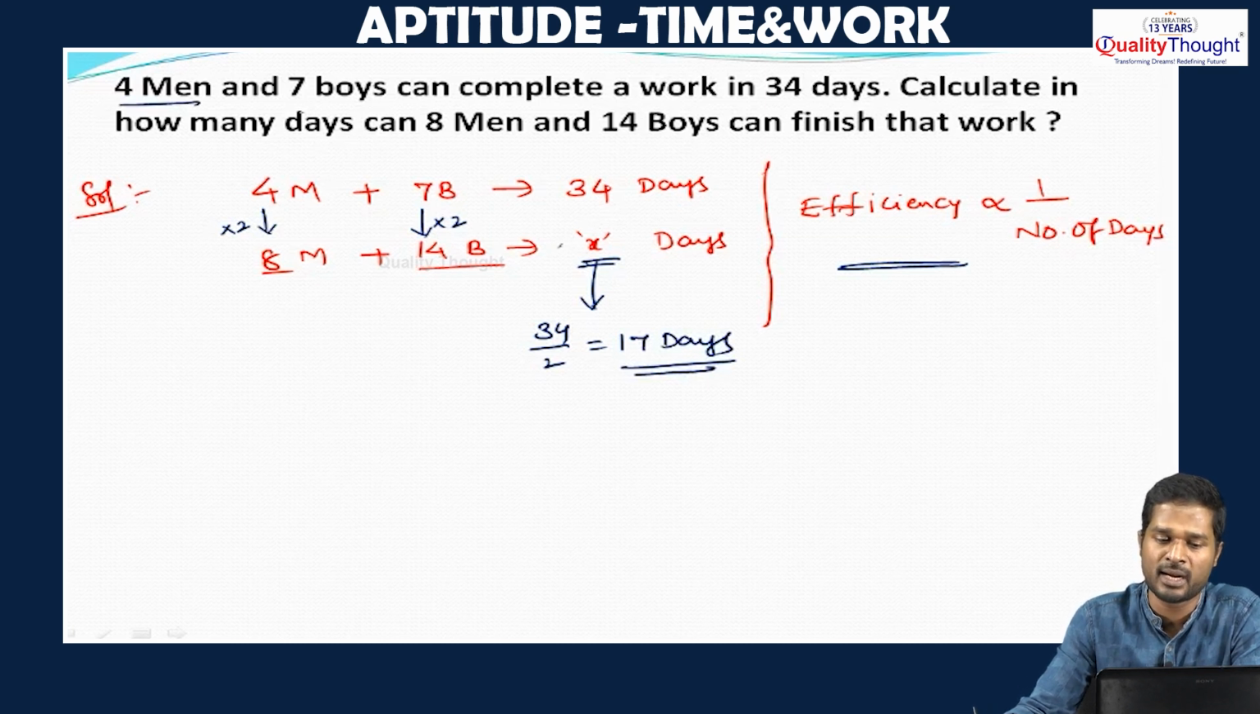See, 4 men and 7 boys has become 8 men and 14 boys. That means 4 men are multiplied by 2 and 7 boys are multiplied by 2. So, 34 days will become 17 days, because efficiency is inversely proportional to the number of days taken. So, the more people, the fewer the days taken to complete the work.